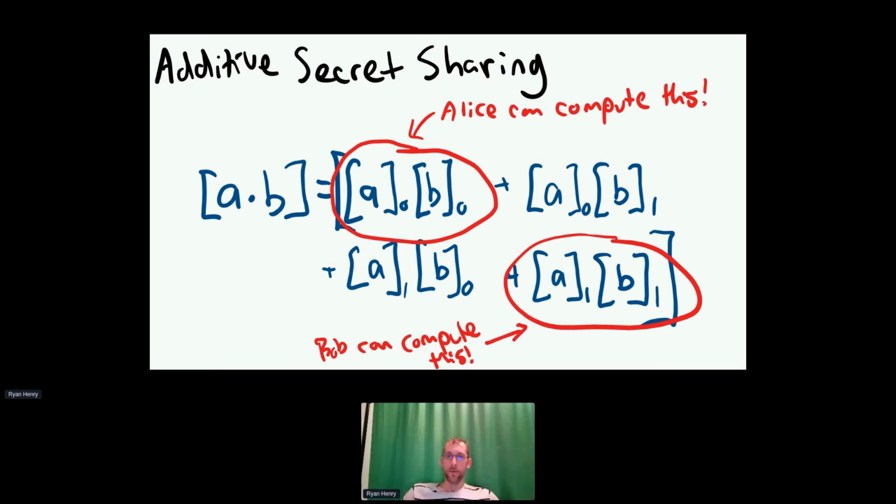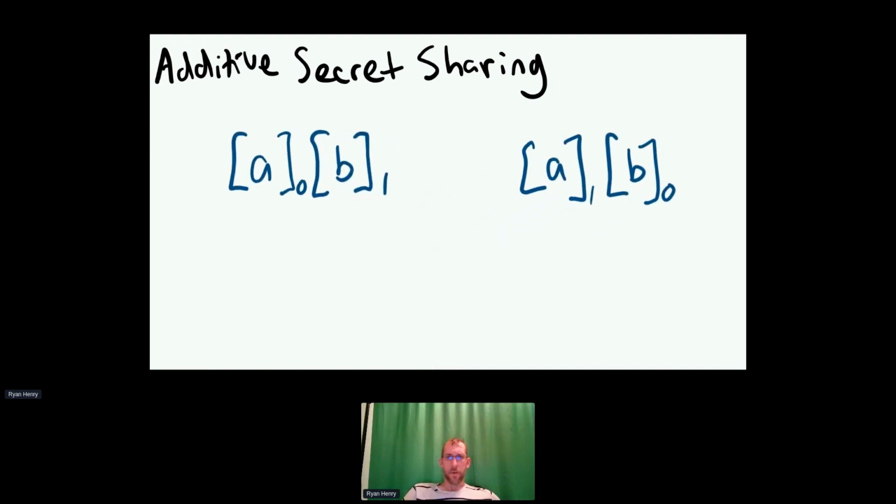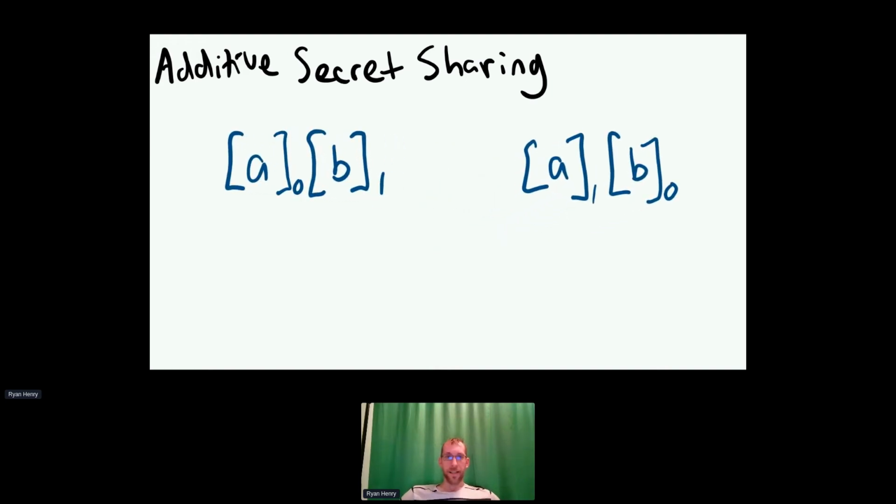Alice holds A0 and B0. She can just compute that, and likewise for Bob. What we need to figure out is how to deal with these pesky terms here that involve something Alice knows and something Bob knows. Of course we can't just send both of these values to the same place, because if we send, say, B1 over to Alice, well, she already knows B0, so then she would learn B. And we can't send A0 over to Bob because he already knows A1, and so again, he would learn A. So we need to do something a little more clever.